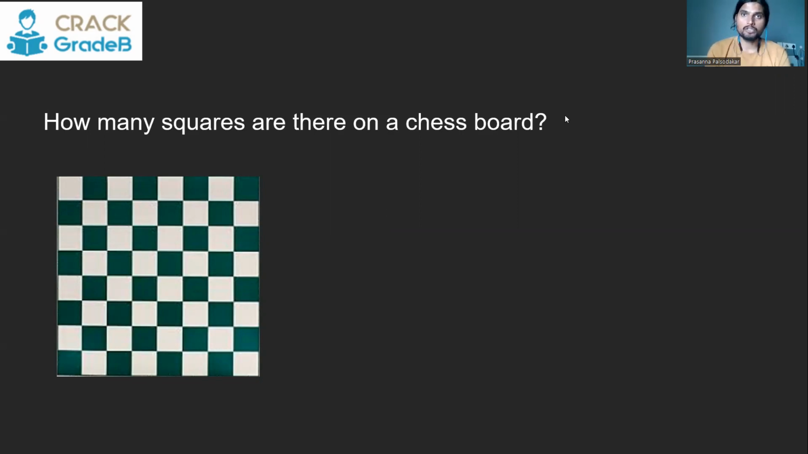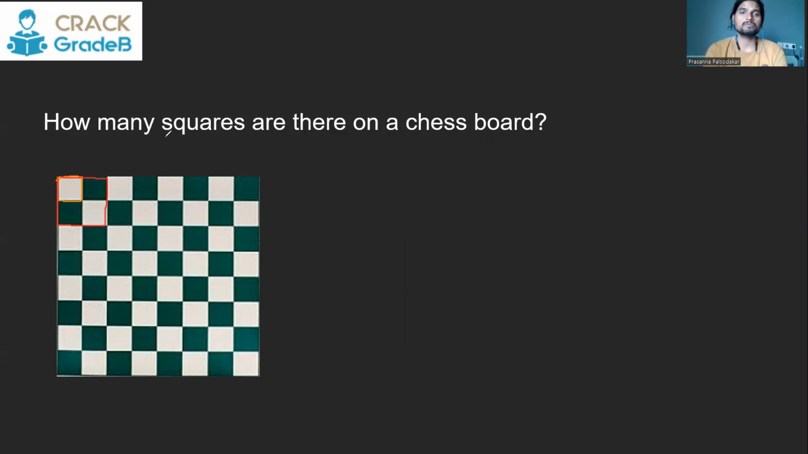But no, 64 is of course not the answer, because when we say 64, we are only counting the small ones, this size. But this is not the only size. We can have bigger size squares as well. This is also a square, 2 by 2 square. This also is a square. 3 by 3 will also be a square. 4 by 4 unit also a square. 5 by 5. So there are different size squares that you have to count when the question is how many squares are there.